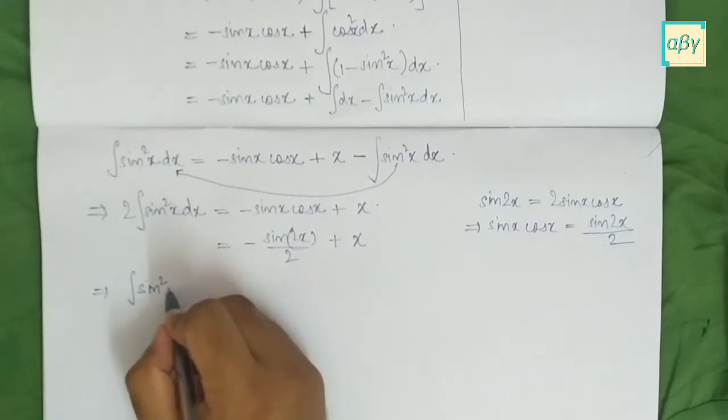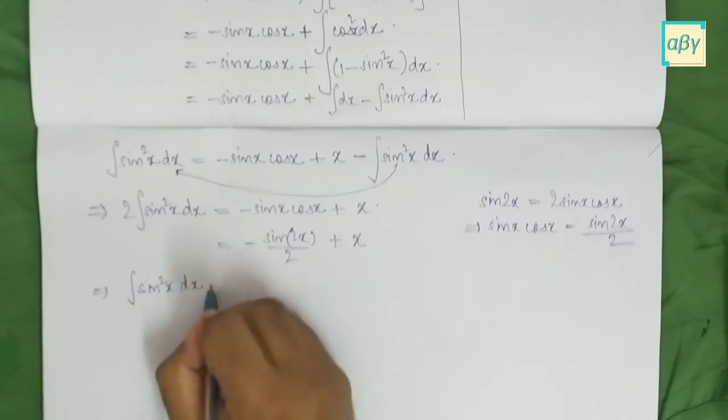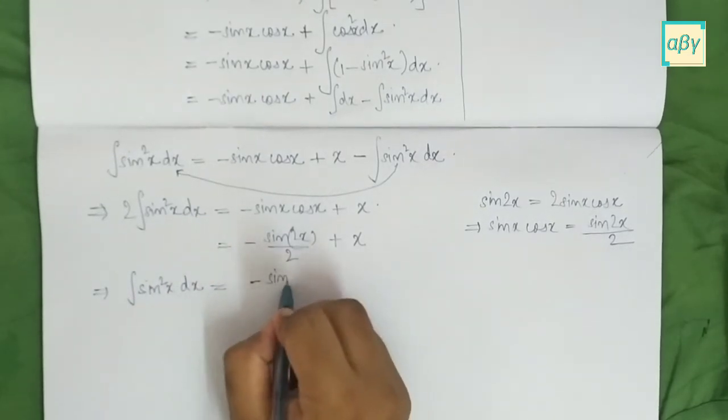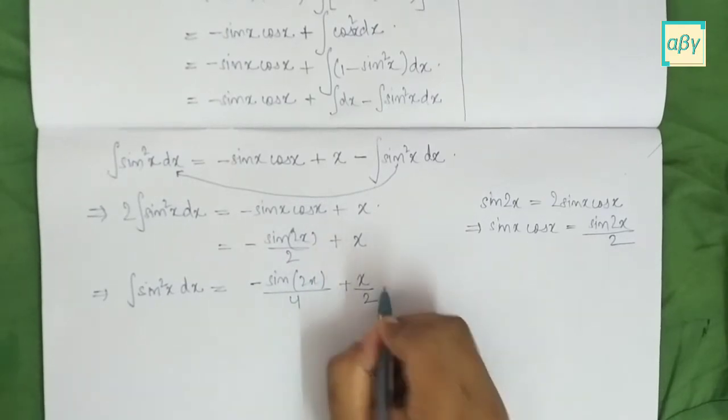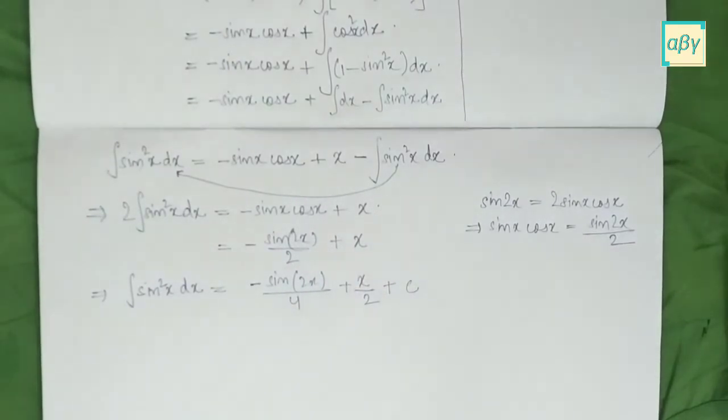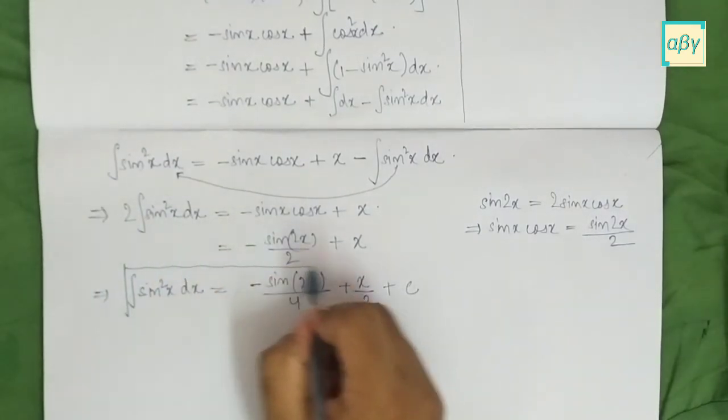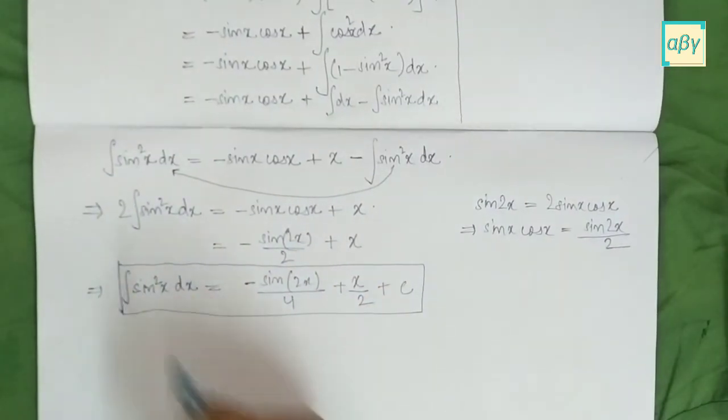So this will give you integration of sine square x dx is equal to minus of sine twice of x divided by 4 plus x by 2 plus a constant c, because we are doing indefinite integration, and this is your solution.